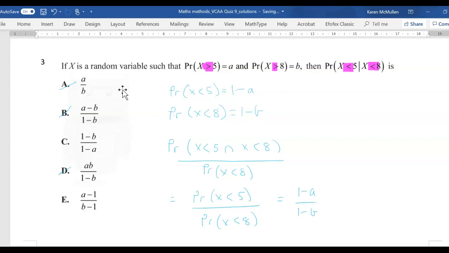At this point, and for questions where you get an answer and it's not one of the options, not necessarily probability questions like this, you shouldn't just assume that you're wrong, especially if you're quite confident you've done it correctly. You've got to say, well, how can I change this to fit into one of these? So you need to transpose your expression, 1 minus A over 1 minus B.